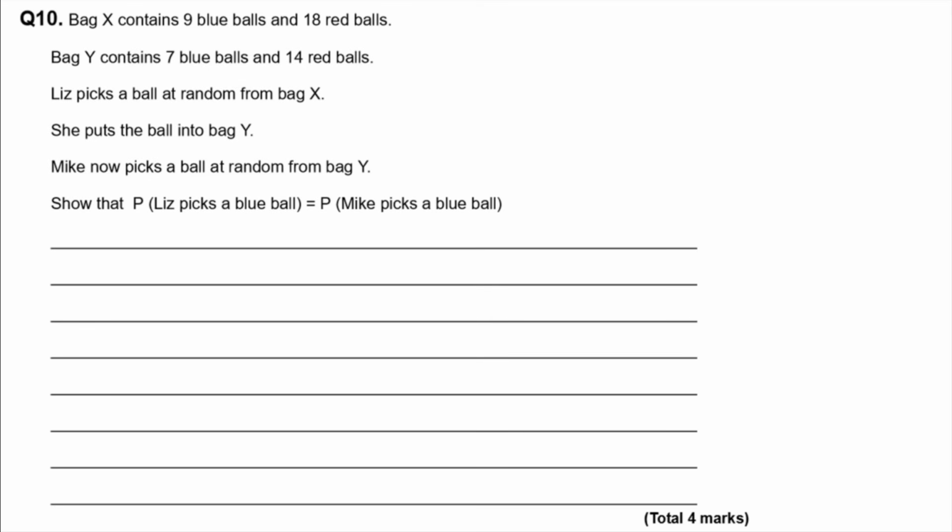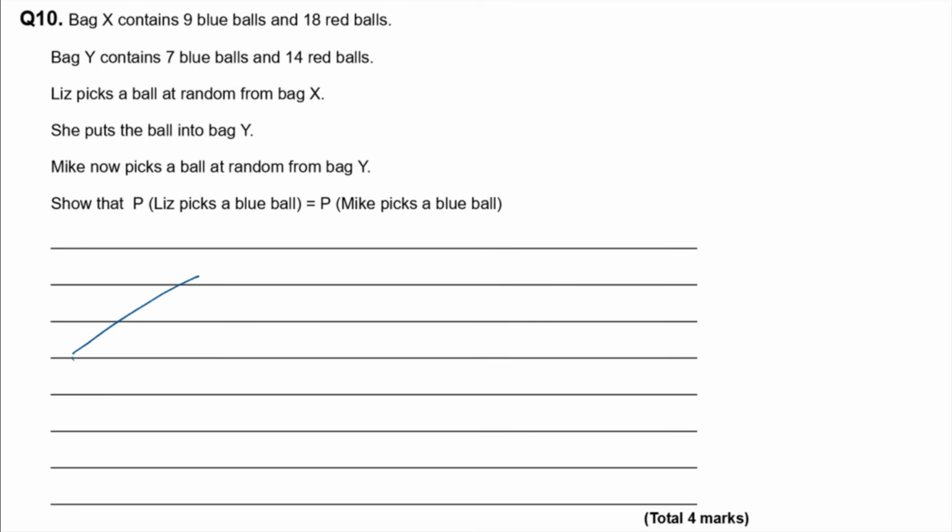Bag Y contains 7 blue balls and 14 red balls. Liz picks a ball at random from bag X. She puts the ball into bag Y. Mike now picks a ball from bag Y. Show that the probability that Liz picks a blue ball equals the probability of Mike picking a blue ball. Okay. Right, so let's just sketch out the probability tree for this particular situation.